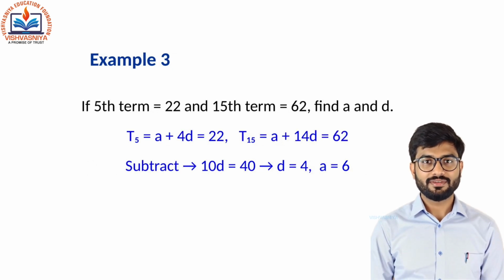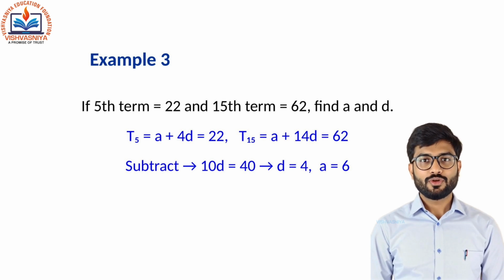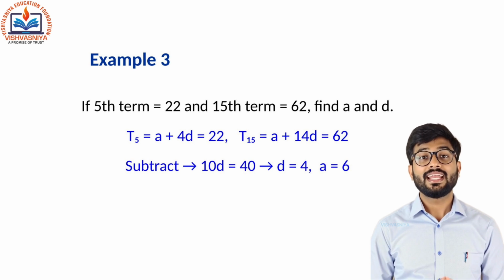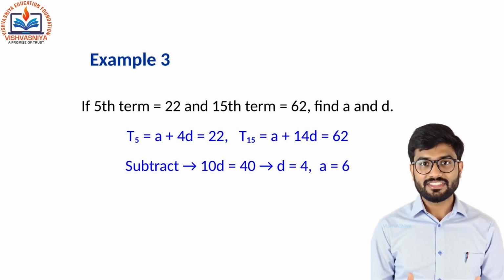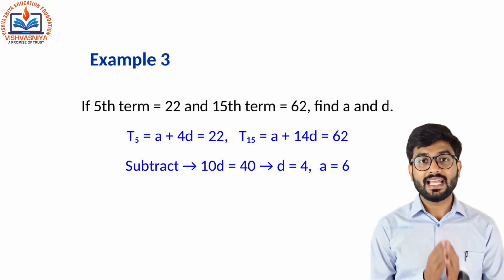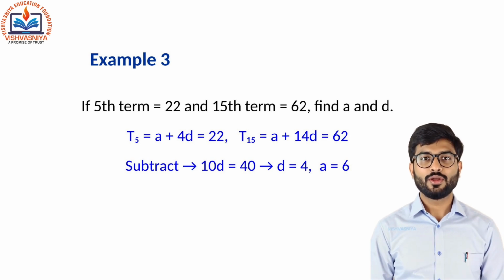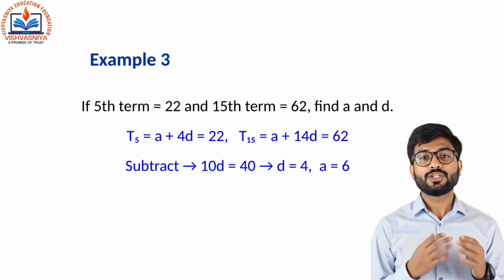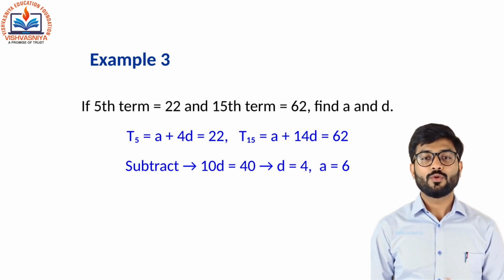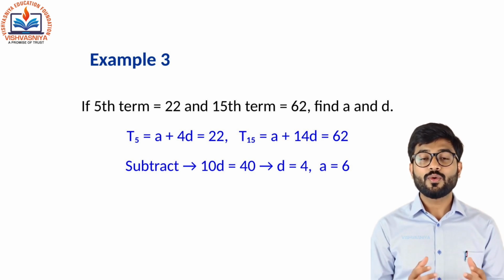Example 3. The fifth term of an arithmetic progression is 22 and the 15th term is 62. We can write a plus 4d equals 22 and a plus 14d equals 62. Subtracting the two equations gives 10d equals 40, so d equals 4. Now put the value of d in the first equation. a equals 22 minus 16, which is 6. Hence, the first term is 6 and the common difference is 4.